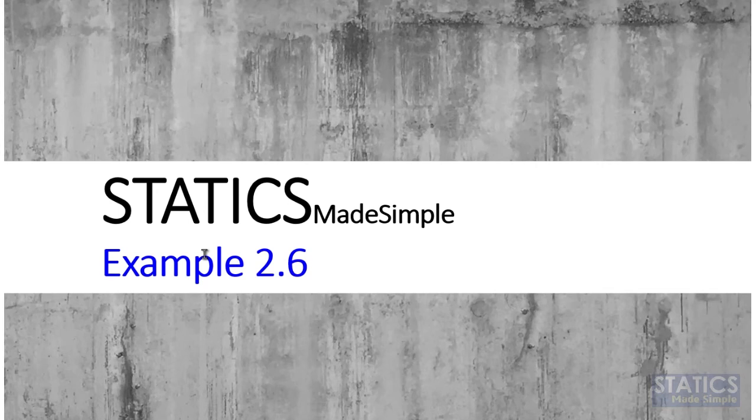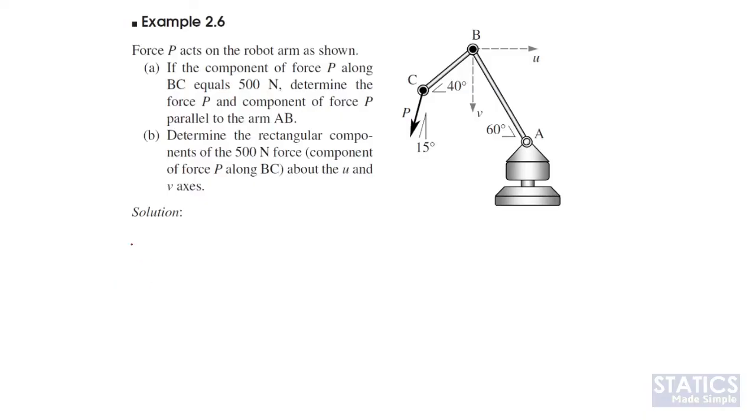Good day everyone. Now I want to solve example 2.6 using rectangular component method. We start off by drawing force P first. This is force P with unknown magnitude P. The angle of P with respect to vertical axis is 15 degrees.